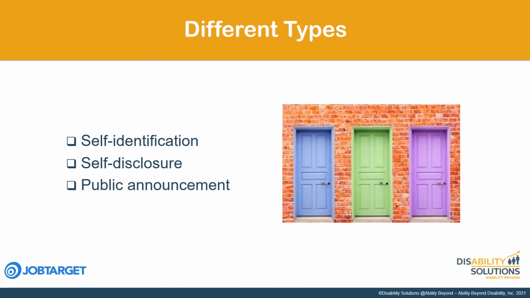Let's talk a little bit about the different types. So an individual has really 3 opportunities to tell a company that they have a disability. First is self-identification, or self-ID. The second is self-disclosure. And the third is making a public announcement. We want to take the time to highlight these 3 opportunities because they can mean different things to different people.